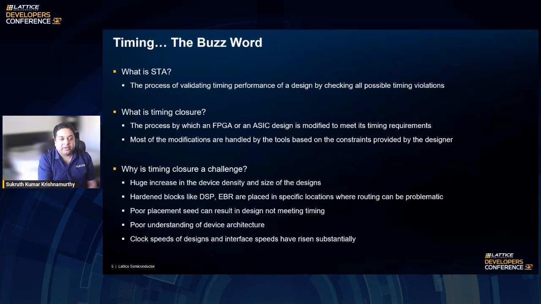Also, in an FPGA, we have hardened blocks like DSPs and EBRs that are placed in specific locations, where routing can be problematic in a complex design. Sometimes, designers might use a poor placement seed, which also results in the design not meeting timing. Designers who don't understand the device architecture might underutilize the device, making it another challenge for timing closure. Sometimes, the design's clock speed and interface speeds are so high that it becomes more challenging to meet timing closure.